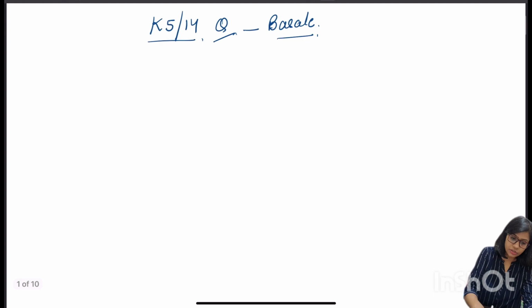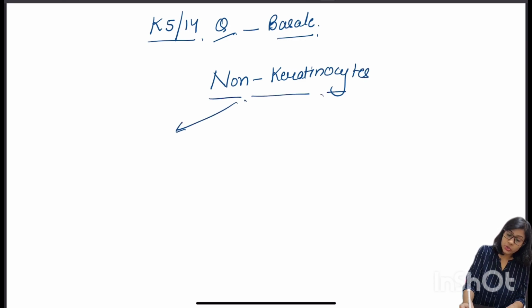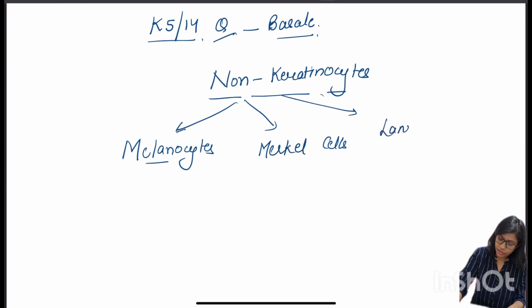Okay. So now, starting with non-keratinocytes. Here we have got three cells. One is melanocytes, second is Merkel cell, and third is Langerhans cell.